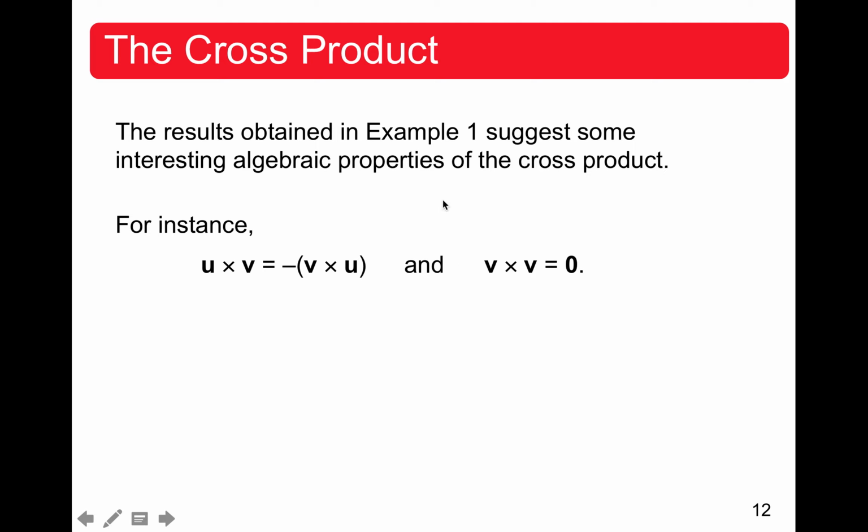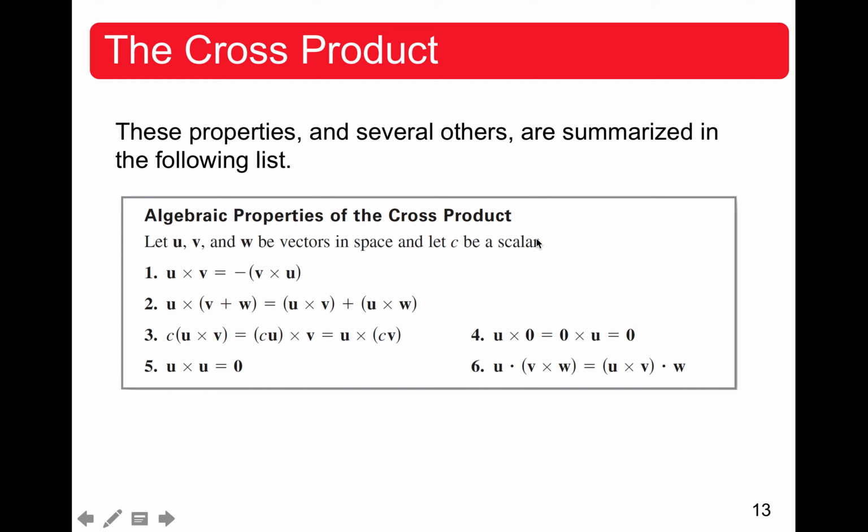So from that example 1, we found that u cross v is equal to the negative of v cross u, and v cross v is 0. So here are some other properties of cross products of vectors. This is the one that we just found. If you have u cross the sum of v and w, this is going to look like the distributive property. So you can take u cross v plus u cross w. So those would be equivalent.